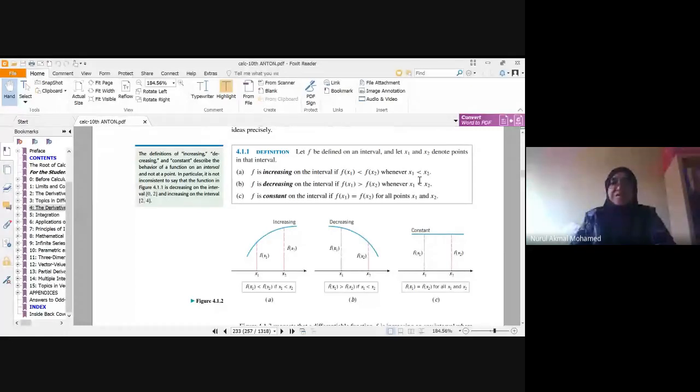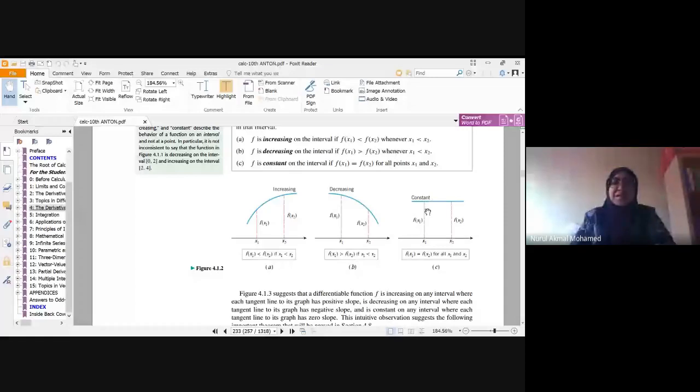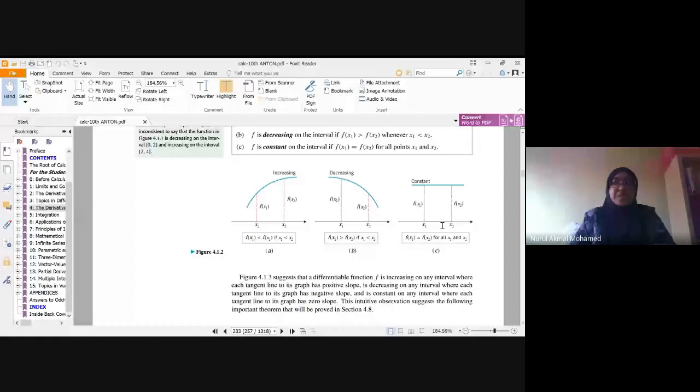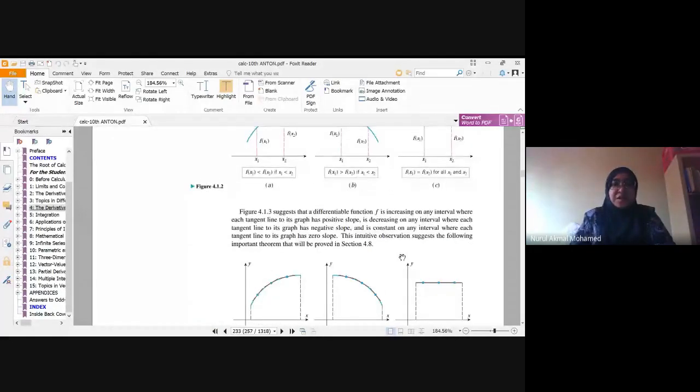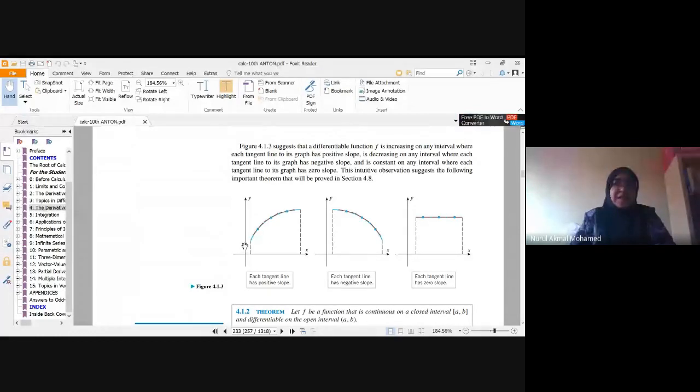Okay, and then if it is a constant function, then we will have f of x1 is equal to f of x2, and it doesn't matter if x1 is less than x2 or if x2 is less than x1. Okay, and then for the increasing function, we note that each of the tangent lines at any point on the interval will have a positive slope. For the decreasing function, each tangent line at any point in the interval will have a negative slope. Okay, and for the constant function, the tangent line will have a zero slope.